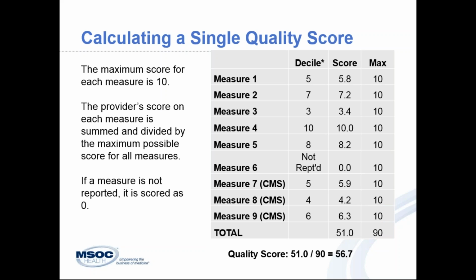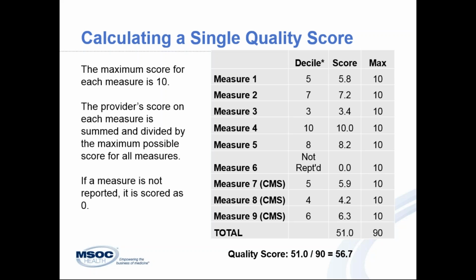So each measure is going to be scored, and then we're going to add the scores up for all the measures that you report plus the measures that CMS adds in, and we'll add up all of those, and the most you could get for any measure is 10 points. That's the highest. So then we're going to create a single quality score that is the ratio of those two numbers. So our example is our total scores were 51. We had 9 possible measures, 10 points each. So our score is 56.7 for the quality category.